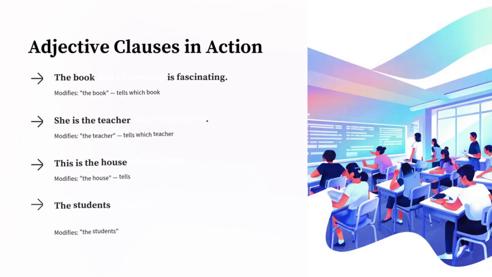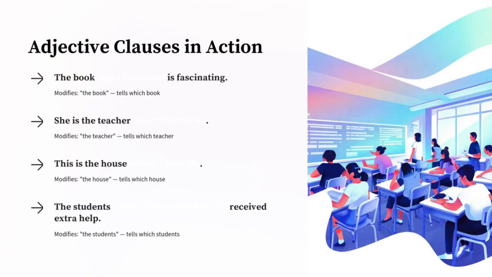Let's see some examples. In the first sentence, what she said is the entire noun clause acting as the subject of the verb was. In the second, that he is honest, is the noun clause acting as the direct object of the verb know. Finally, in the third sentence, whether you try is the noun clause acting as the object of the preposition on. See how the whole clause functions as one single unit.